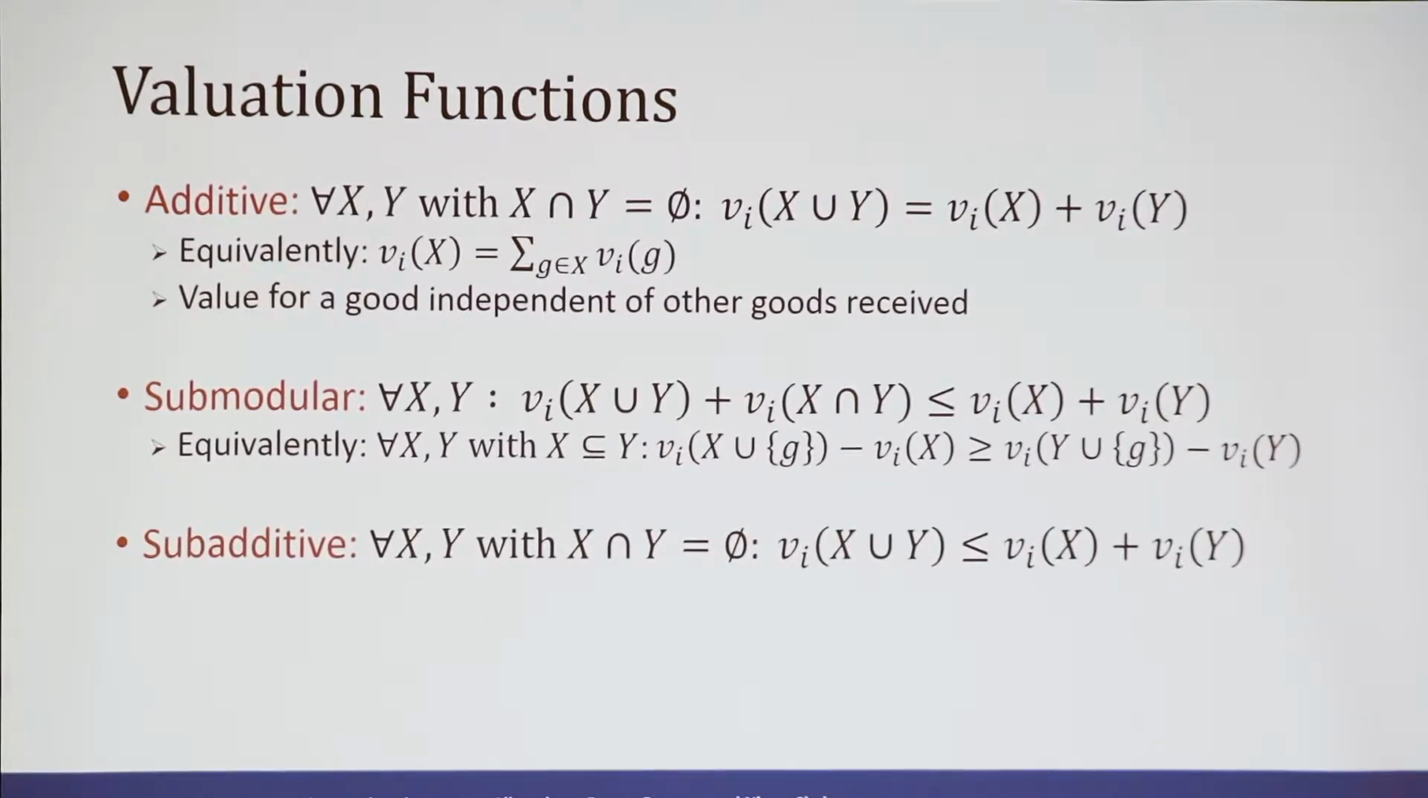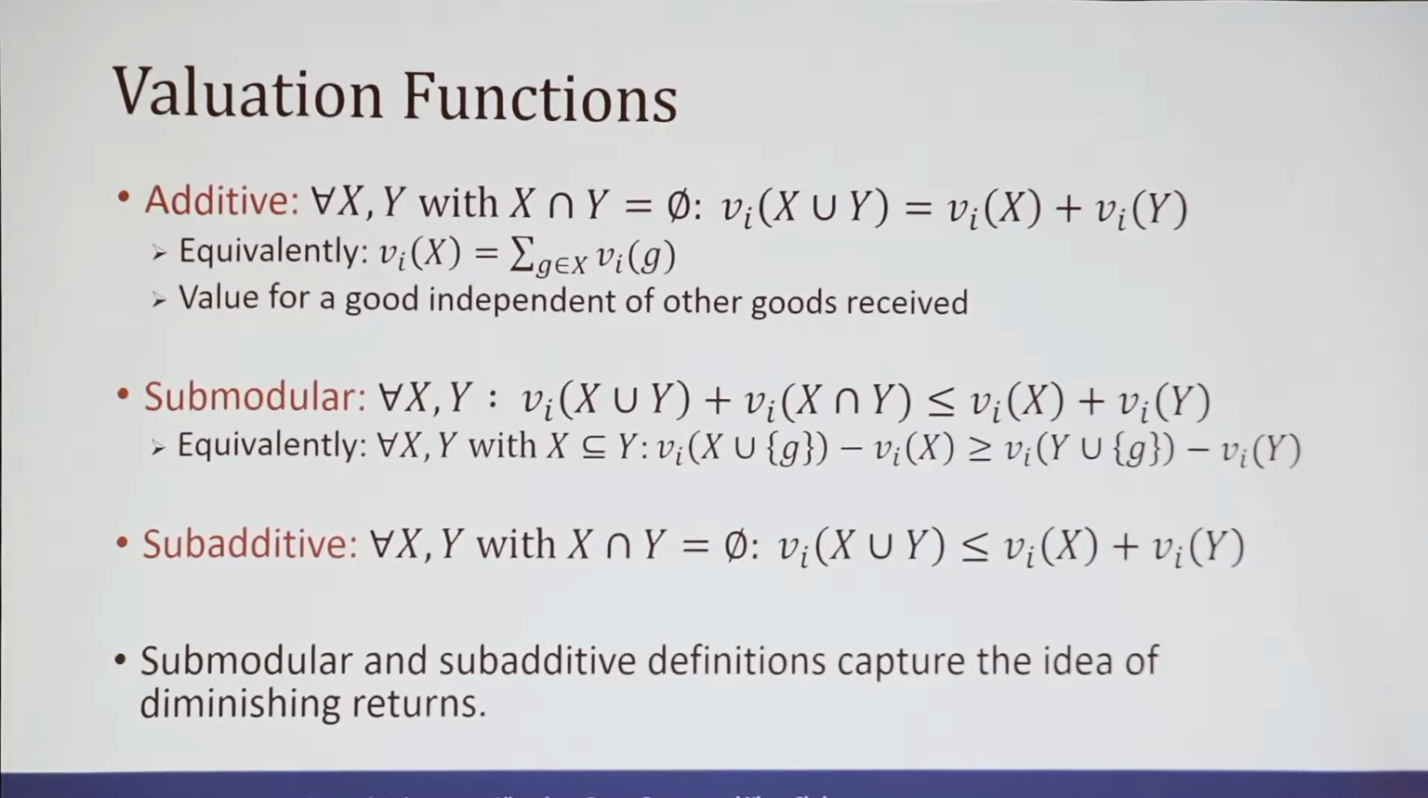And an even more general class is subadditive. And that just says that the value for two subsets of goods separately must be at least as much as the value for those two subsets when you put them together. Both of these definitions are basically just trying to capture the idea, to different extents, of diminishing returns. Generally, the more you have, the less valuable additional goods are to you.